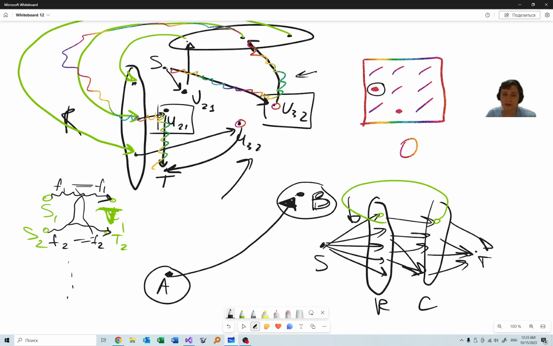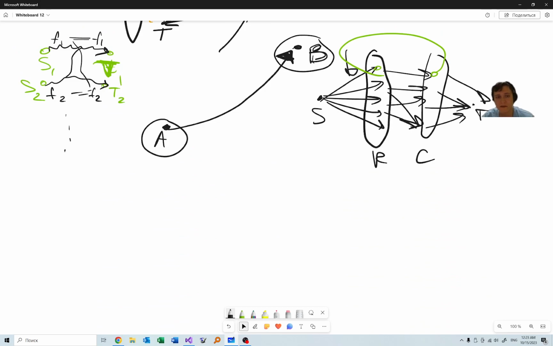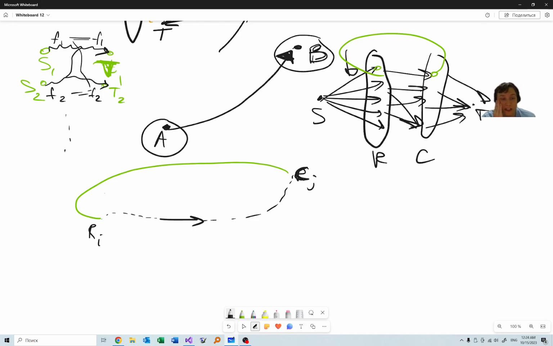So we have some edge. Okay? We have some edge. It is activated. Okay, so we also need this flow to go through CJ and RI. After that, it should somehow come here. Okay, this is clearly a circulation.